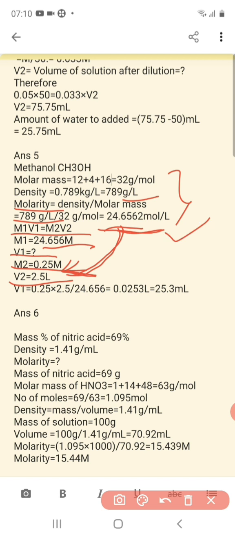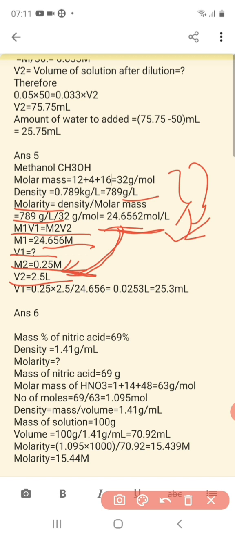The trick for solving such questions is that this question is twisted in the form of density. You have been given the density of the concentrated solution. Which one is concentrated? The first solution, the stock solution, which we can designate as a stock solution. The stock solution has the molarity 24.656, and it is given in the form of density. You have to convert it into molarity.